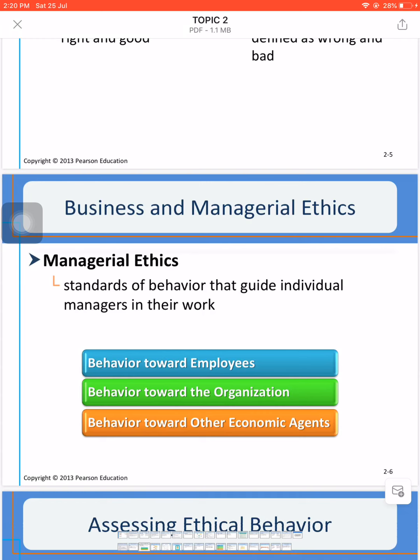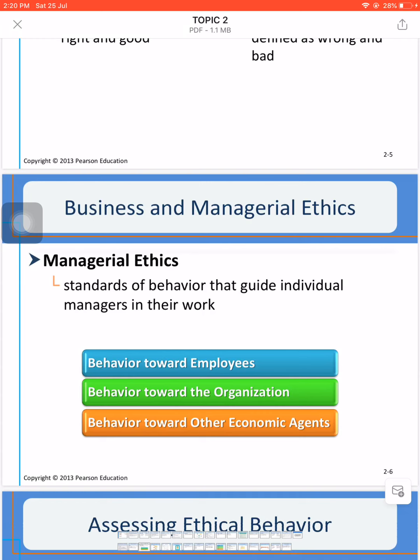For example, you have to be fair to them, with no bias, and show respect. You must pay them the salary they deserve. You must reward them if they perform.